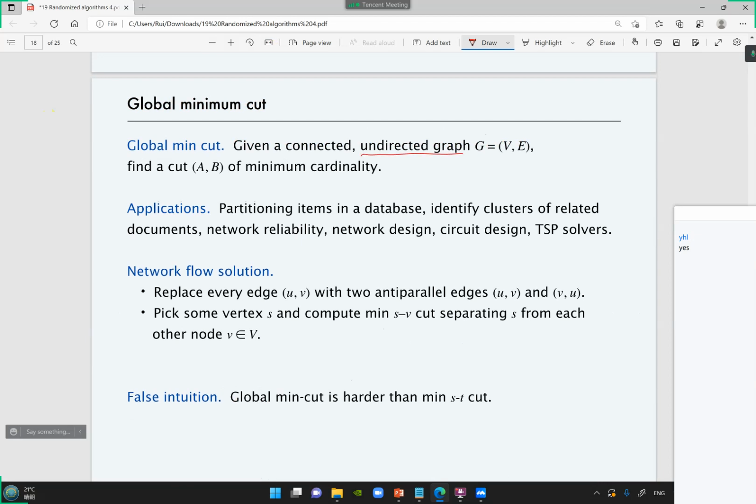Wow, this is very slow. I can't even draw on here, so this is really annoying.